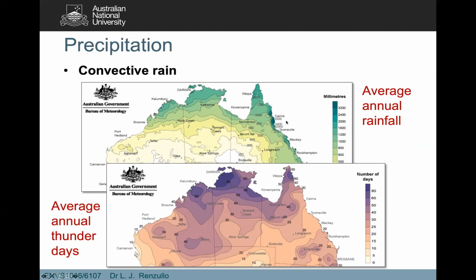Convective rain results in large volumes of rain falling because of that moist air mass being transported through the monsoon, and because of the strong surface heating in our summer, the monsoon season, we get a lot of convective rain in northern Australia.